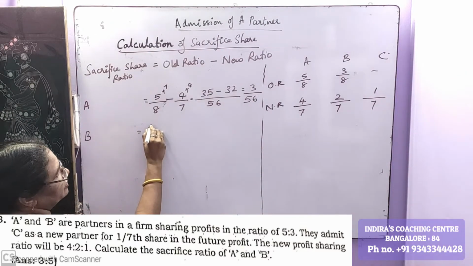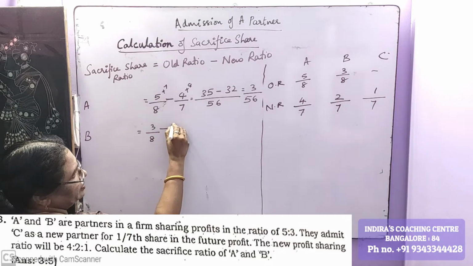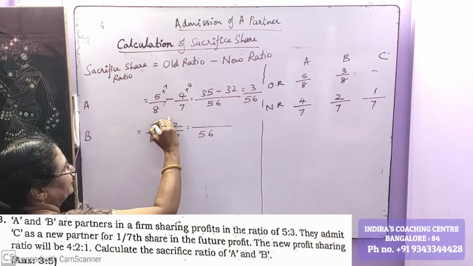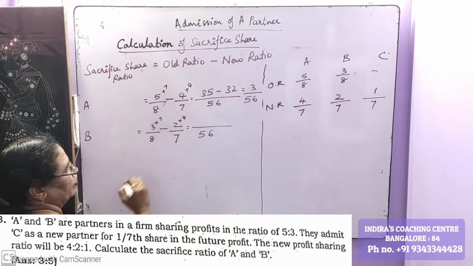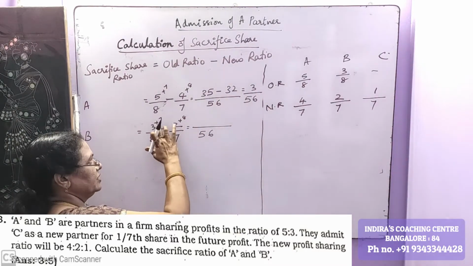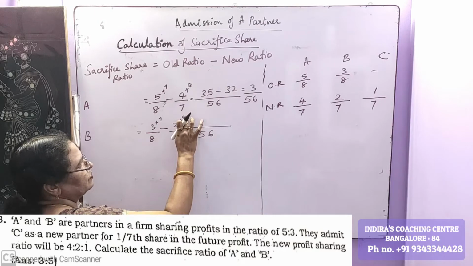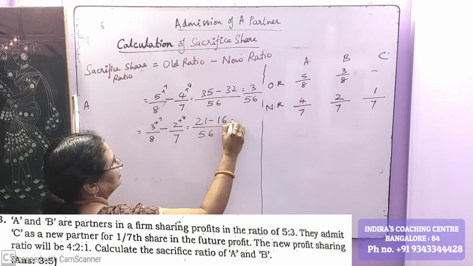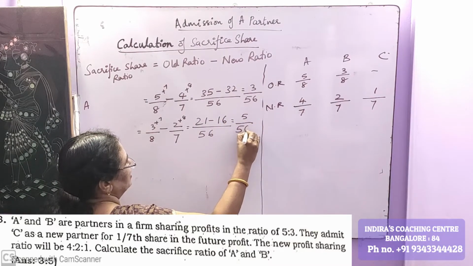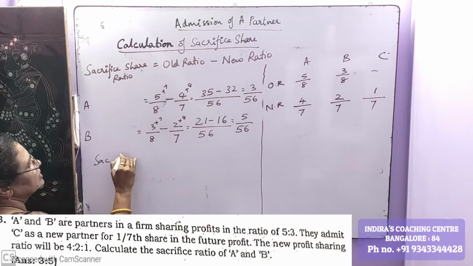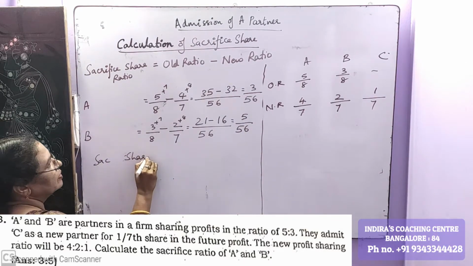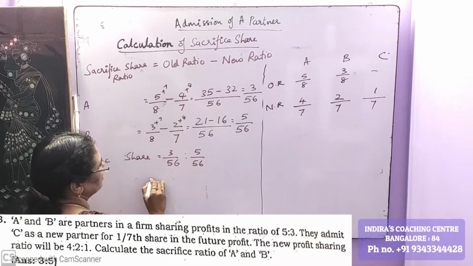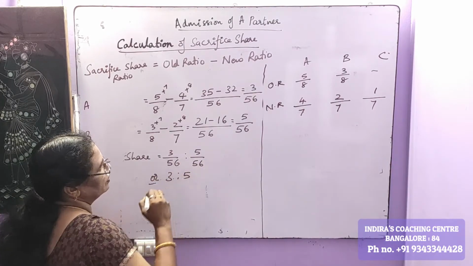For B, sacrifice ratio: 3 by 8 minus 2 by 7. 56 is the LCM. 8 7s is 56 multiplied by 7. 7 8s is 56 multiplied by 8. 21 minus 16, 5 by 56. Sacrifice share is equal to 3 by 56 is to 5 by 56, or 3 is to 5.